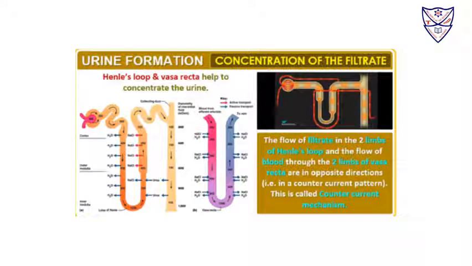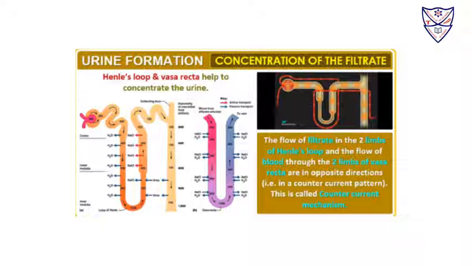Hello students, in the last video of this chapter, we learned about urine formation, how urine was formed using three steps: filtration, reabsorption and secretion. Now let us understand how this filtrate is concentrated.